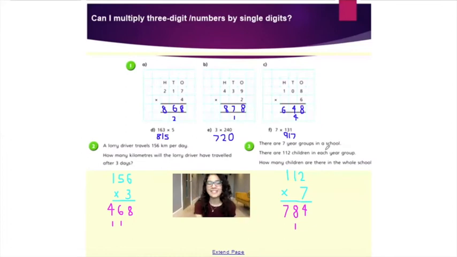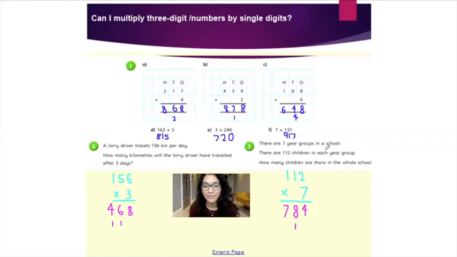Welcome back. Let's answer the questions. So question 1, we have A. 217 times 4. The answer is 868, with the 2 being exchanged. Question B. 439 times 2 equals 878, with the 1 being exchanged. Question C. 108 times 6. The answer is 648, with the 4 being exchanged.